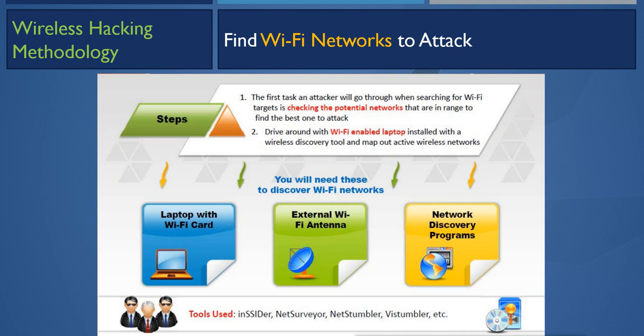Then find a Wi-Fi network to attack. So first, to find the Wi-Fi network which we want to attack, the first task an attacker will go through when searching for a Wi-Fi target is checking the potential networks that are in range to find the best one to attack. Drive around with a Wi-Fi enabled laptop installed with a wireless discovery tool and map out active wireless networks. We can do war driving. We can use a Wi-Fi enabled laptop installed with the wireless discovery tool, and then we can move around within the whole area to find the proper Wi-Fi network which we can attack.